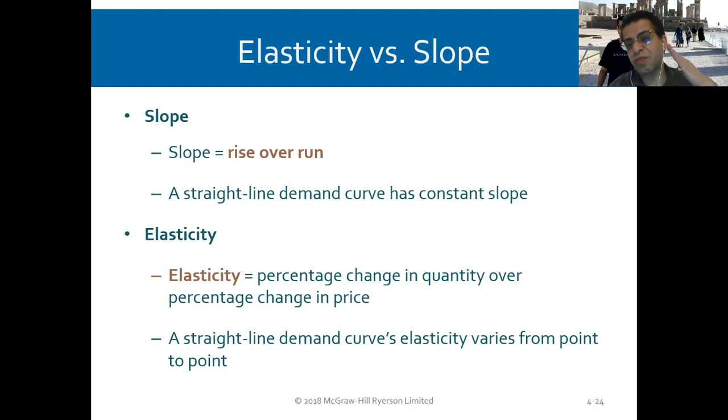So if you have a straight line, that means a constant slope. And a straight-line demand curve has a constant slope: 2%, 2%, 2%, 2%, never changes. In the elasticity case, now, elasticity is the percentage change in quantity over the percentage change in price.